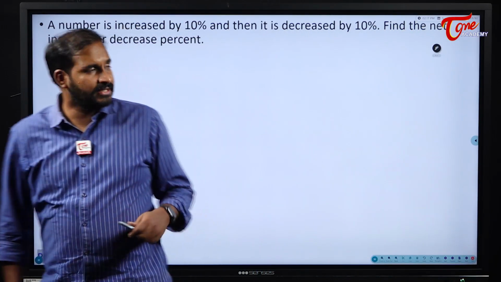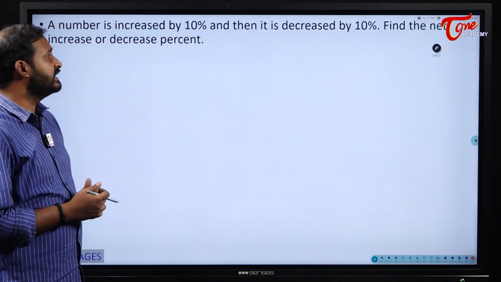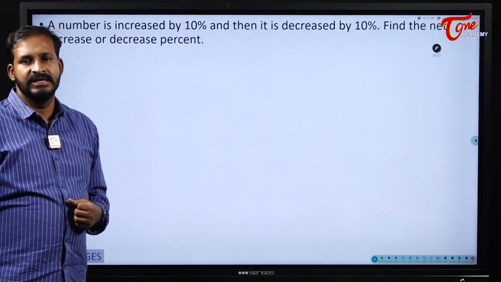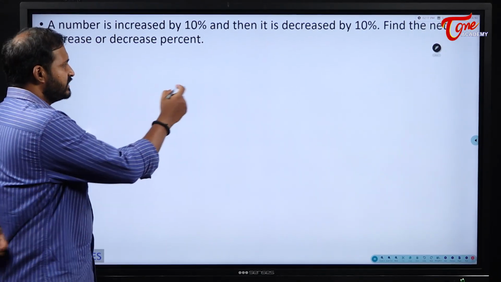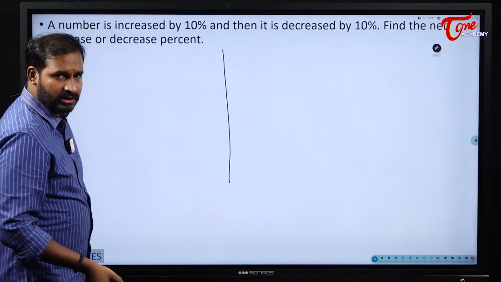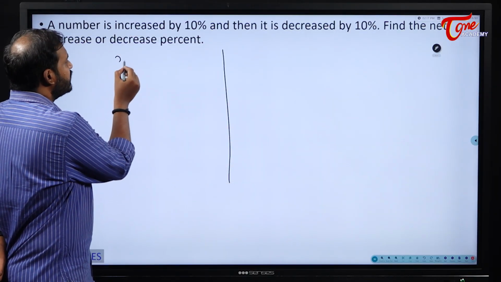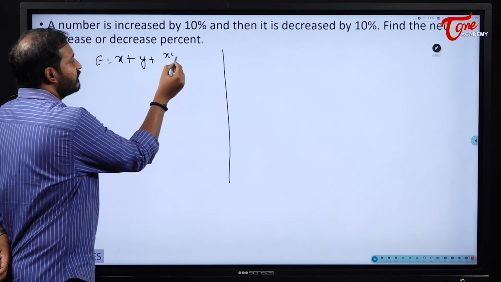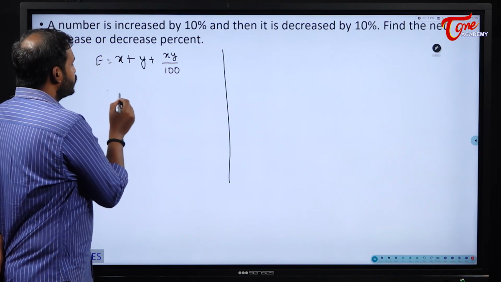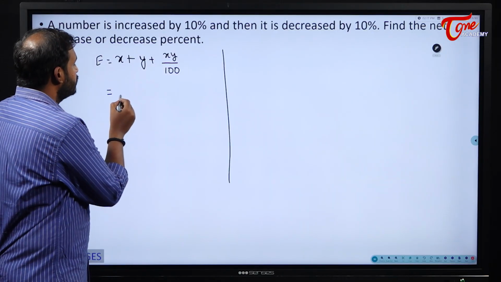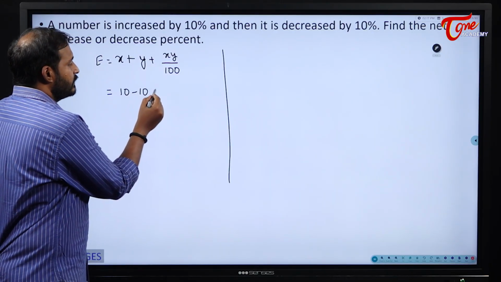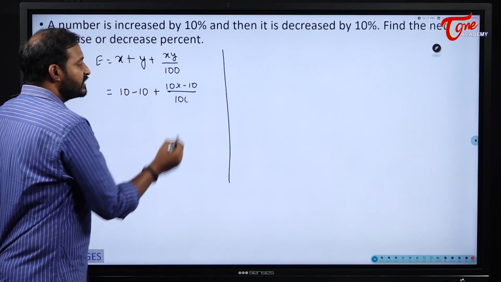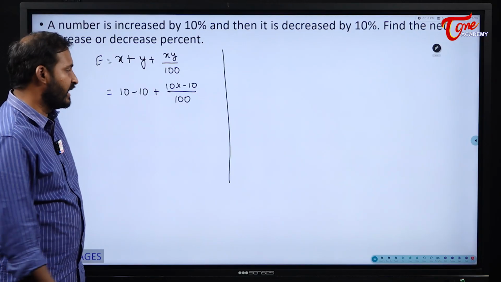Next, see here, a number is increased by 10% and then it is decreased by 10%. Find the net increase or decrease in the percentage. So we will see both the methods, initially the formula and then the shortcut method also. So first it is x. What is the effective percentage formula we have? x plus y plus xy by 100. So increase means plus, decrease means minus: plus 10 into minus 10 by 100. Understood? I have taken x as plus 10 and y as minus 10 here.